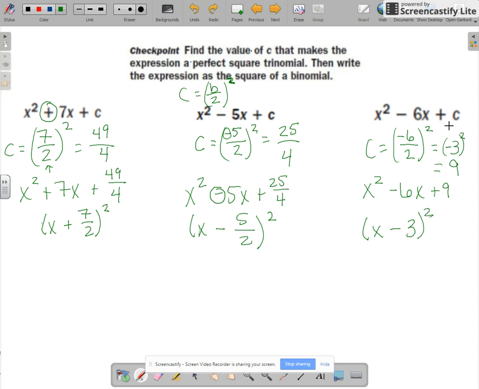Because again, we can use our simplified version of that. This sign always matches the b sign in the original equation. So that's how we find the c value to complete the square of a trinomial. If you want some practice on that, come up and ask. Otherwise, move on to part 3 of these notes.